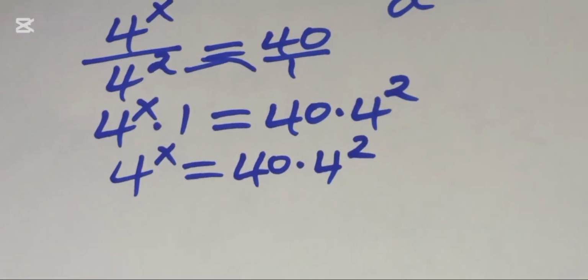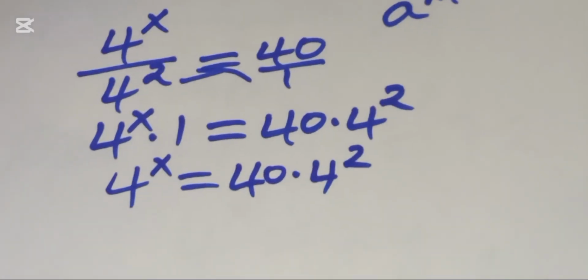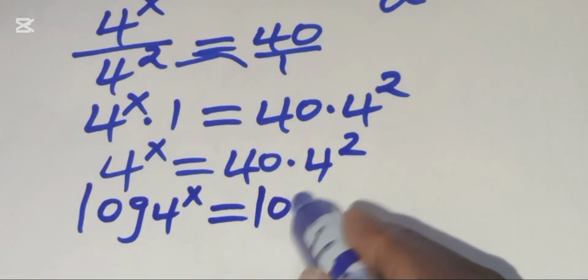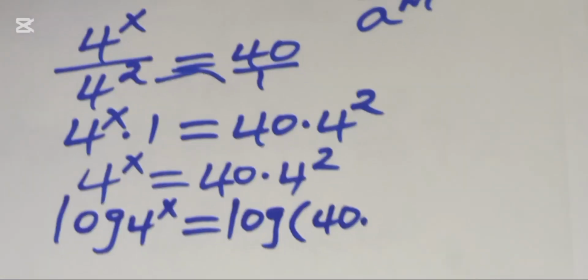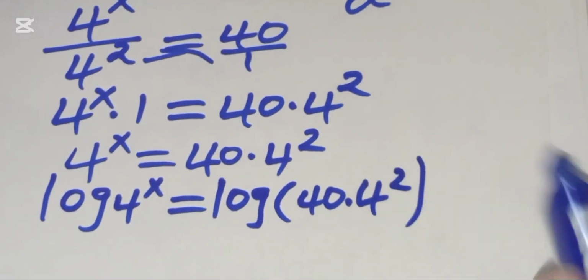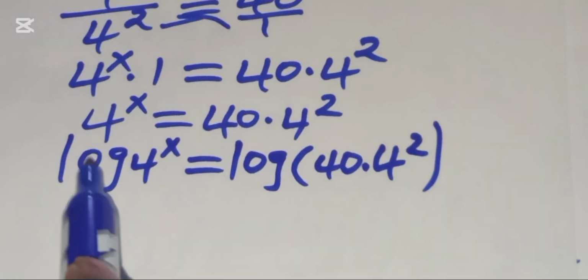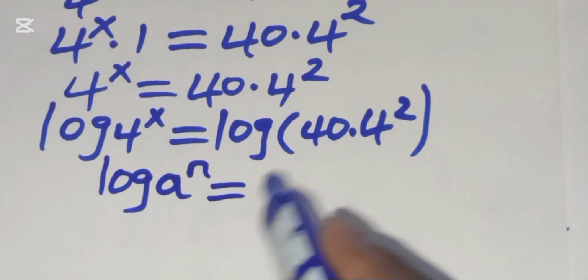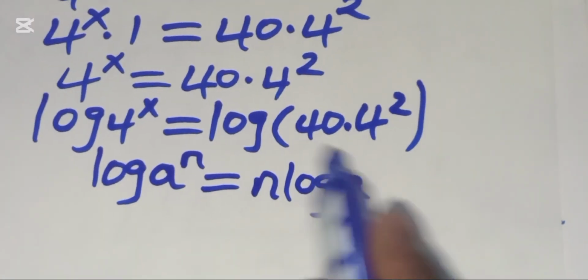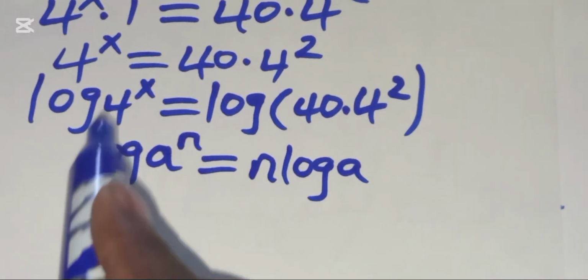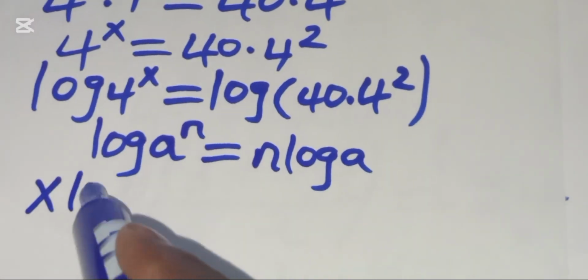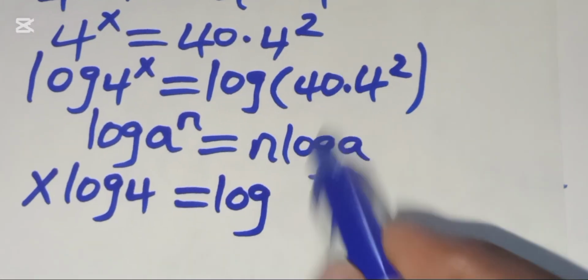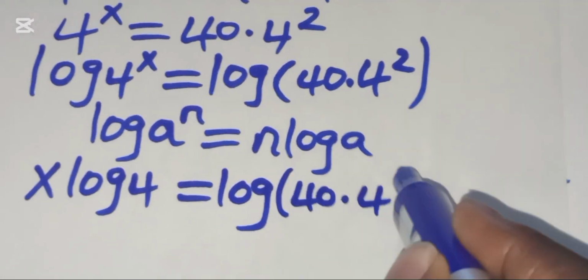Now, to find the value of x, we introduce the natural logarithm on both sides. We have log 4 to the power x equal to log of 40 multiplied by 4 to the power 2. Log a to the power n is equal to n log a. This is the power rule property of logarithms. Applying this property, log 4 to the power x becomes x log 4, equal to log of 40 multiplied by 4 to the power 2.